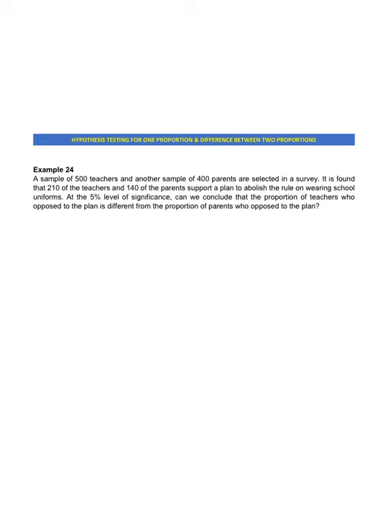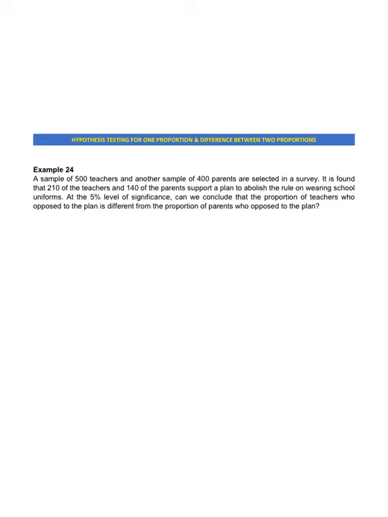Okay, let's take a look at example 24. A sample of 500 teachers and another of 400 parents are selected in a survey. It is found that 210 of the teachers and 140 of the parents support a plan to abolish the rule on wearing school uniform. So from this statement we can identify our first proportion and the second proportion.